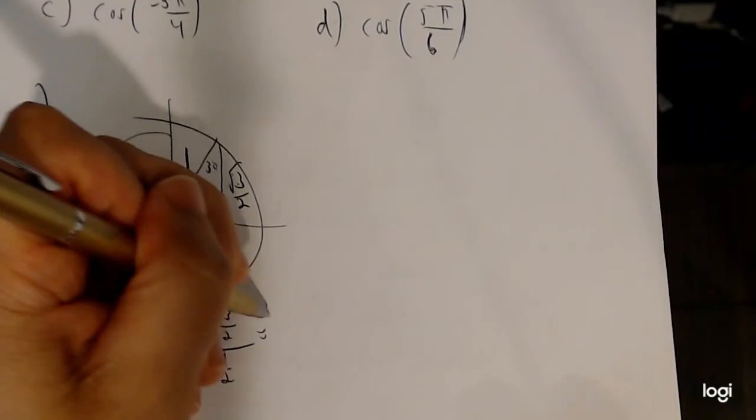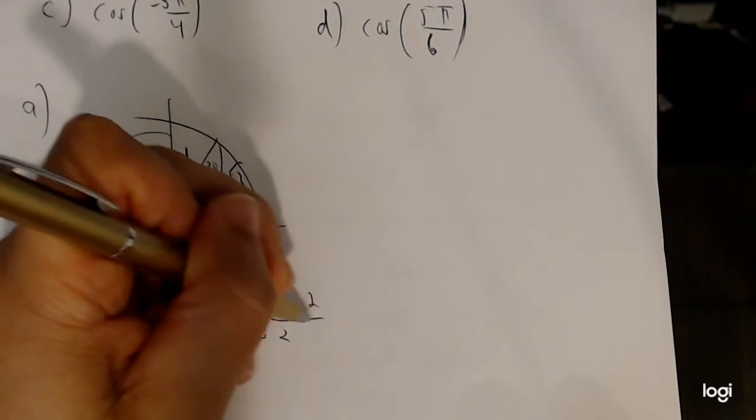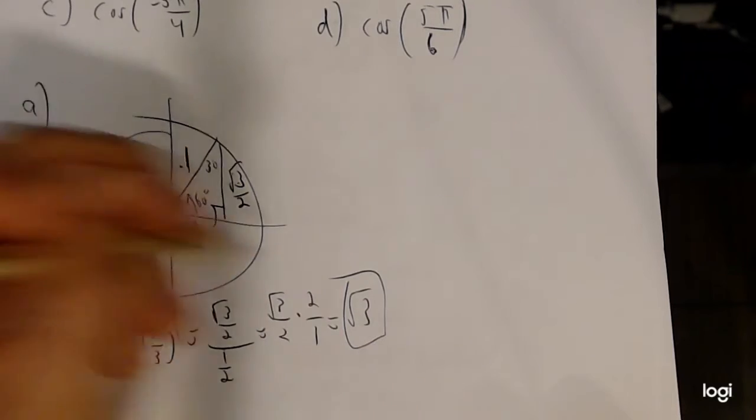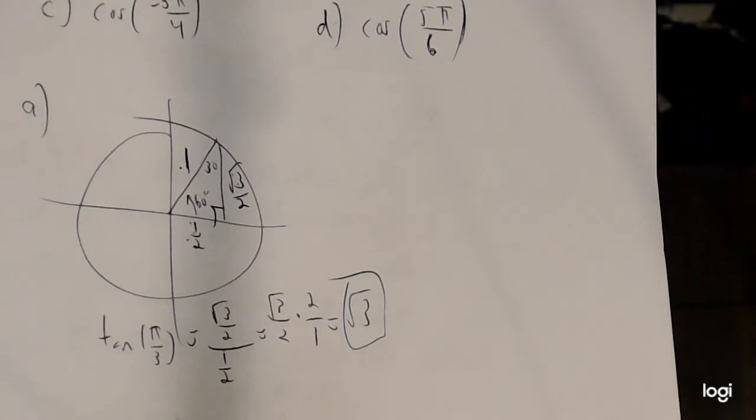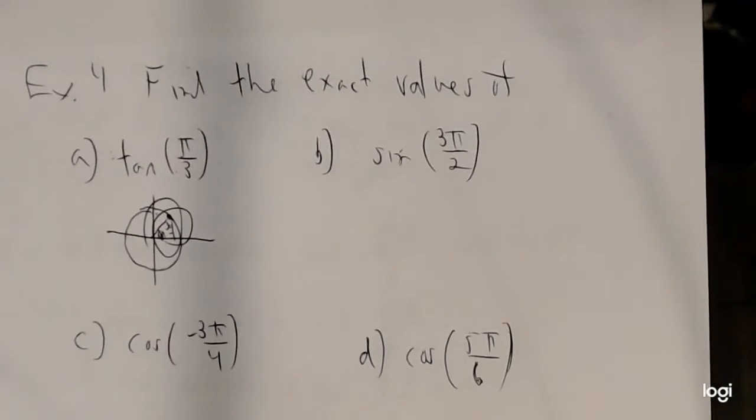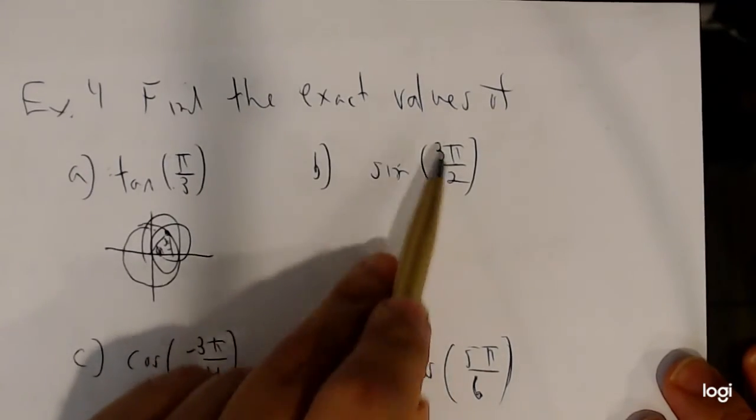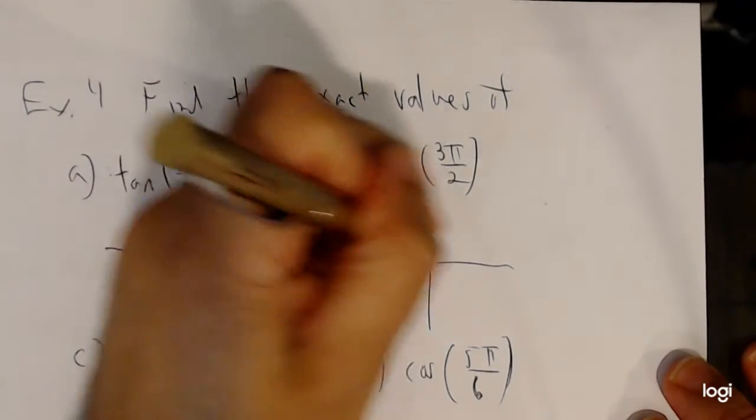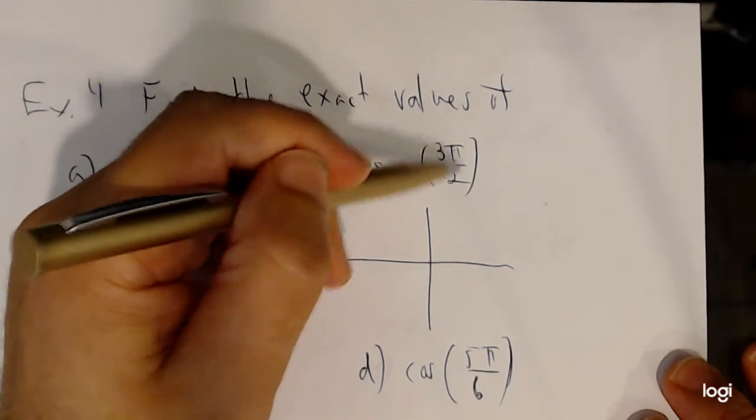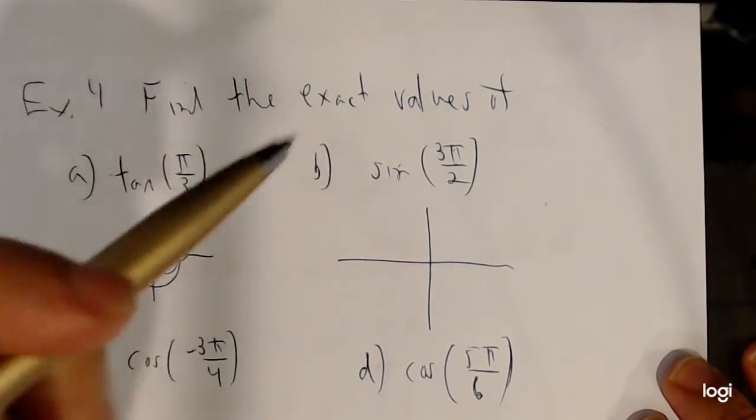Which then, if you simplify this, you get rad 3 over 2 times 2 over 1, which is rad 3. So hopefully you see that this is literally the same thing. Now, sine of 3 pi over 2. Notice how this is 3 pi over 2, which is a quadrantal. Remember, if we have something pi over 2 or just a whole number pi, it's a quadrantal.